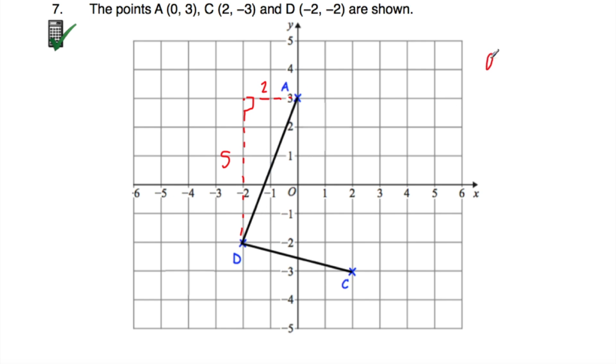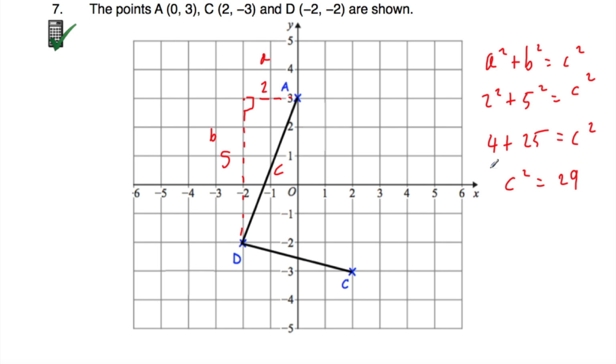Remember, Pythagoras' theorem is A squared plus B squared equals C squared. So A and B are the two shorter sides, and C is the length of the longest side there. So then let's substitute in our values. A squared, that's going to be 2 squared, plus B squared, that's 5 squared, equals C squared. 2 squared is 4 plus 5 squared is 25 equals C squared. So that means that C squared equals 29, because 4 plus 25 is 29, and I've just turned them around.